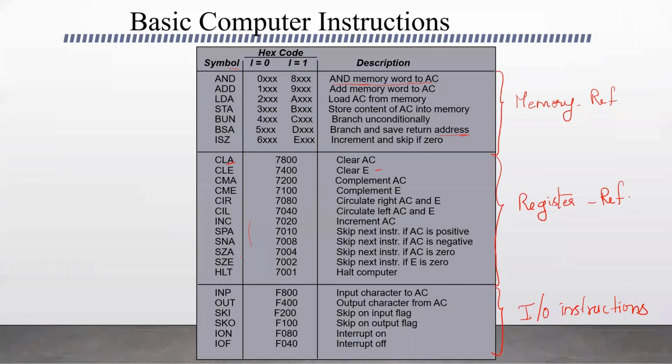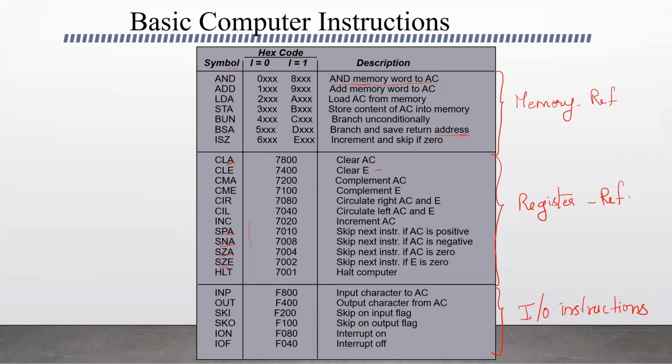And SPA, all these 4 instructions are to skip the next instruction. SPA skips if the accumulator content is positive. SNA skips the next instruction if AC is negative. SZA skips the next instruction if the accumulator is 0. SZE skips the next instruction if the carry is 0, if E is 0. And HLT is the symbol used for the halt operation, to stop the execution, halt the computer. So these are all the register reference instructions.